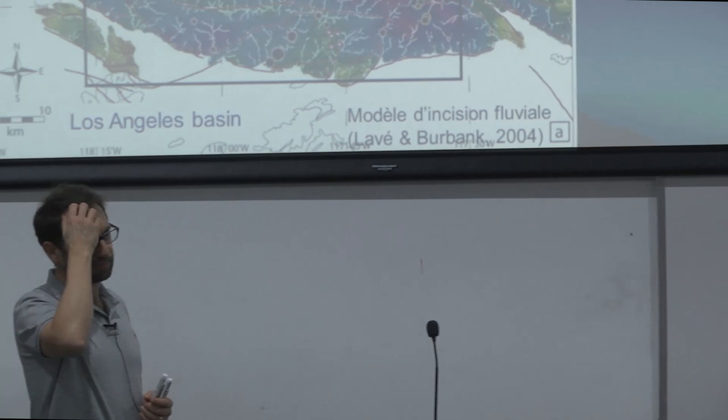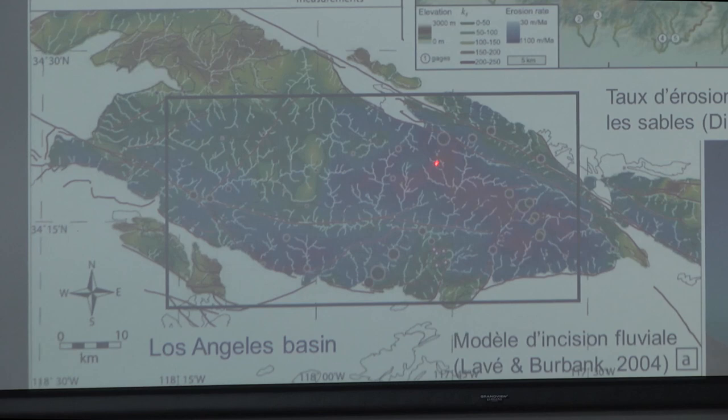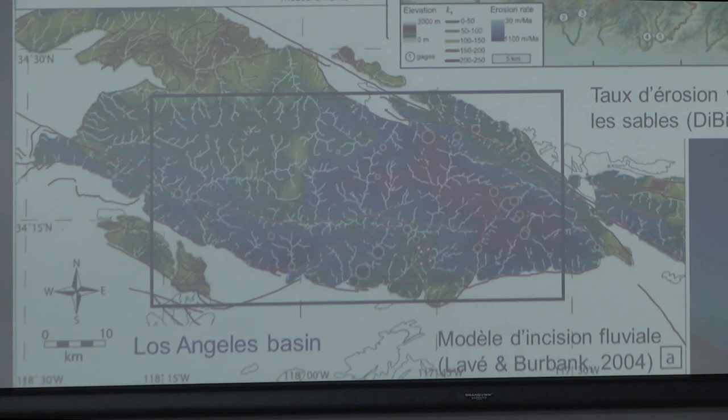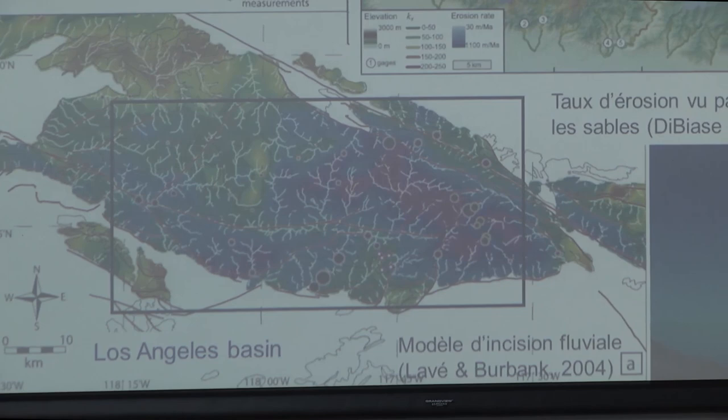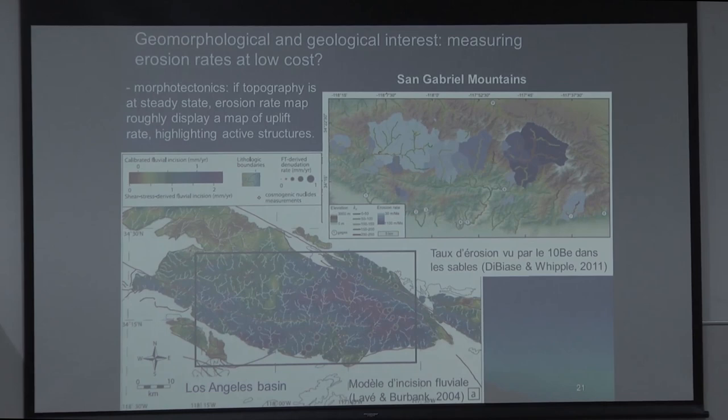Thank you. So in this case, what is the basis of assuming that this topography is a steady state topography and then interpreting the data? In this study, I didn't discuss so much the issue of directly interpreting this map of incision in terms of uplift. The idea was more to explain how this kind of map can potentially be used to gain information on uplift rate.